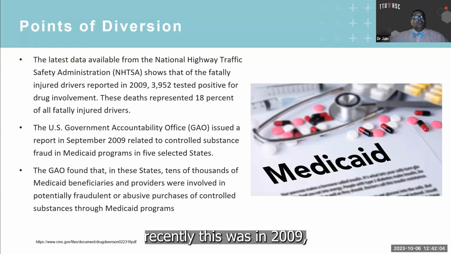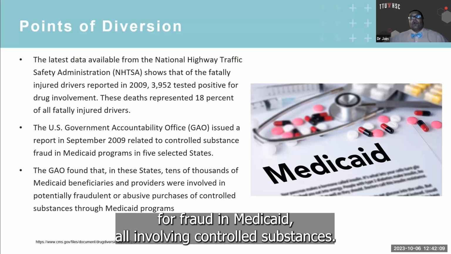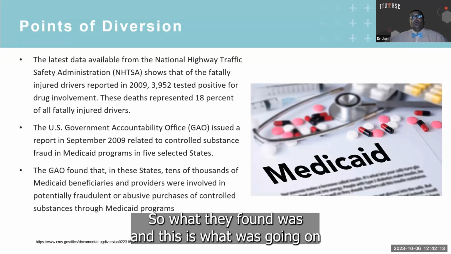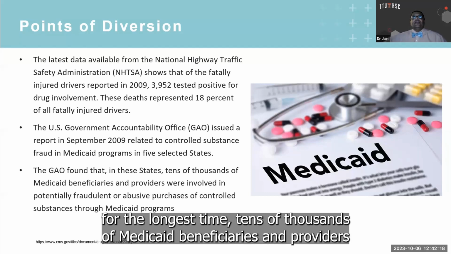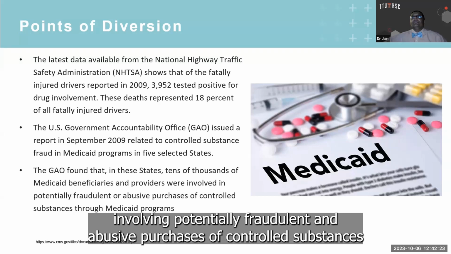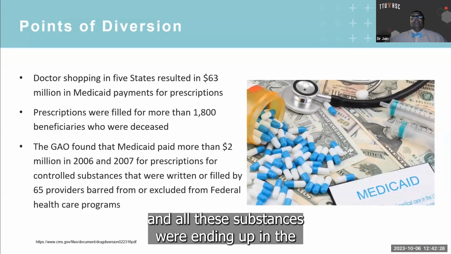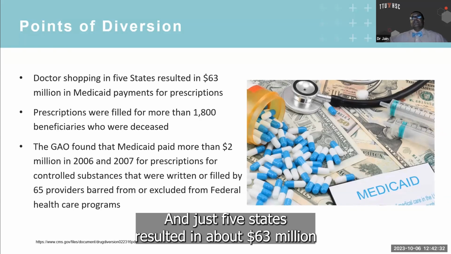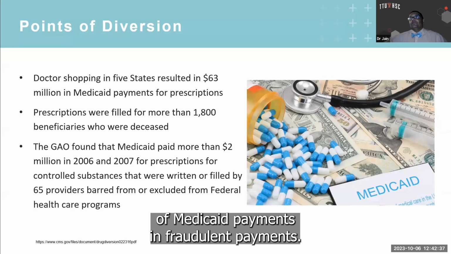recently, this was in 2009, they pulled up 5 states for defrauding Medicaid involving controlled substances. So what they found, and this is what was going on for the longest period of time, was that tens of thousands of Medicaid beneficiaries and providers were involved in potentially fraudulent and abusive purchases of controlled substances. And all these substances were ending up in the black market. And just 5 states resulted in about $63 million of fraudulent Medicaid payments.